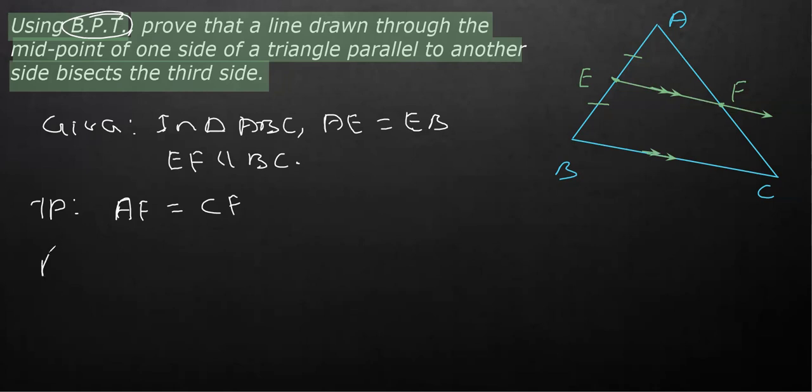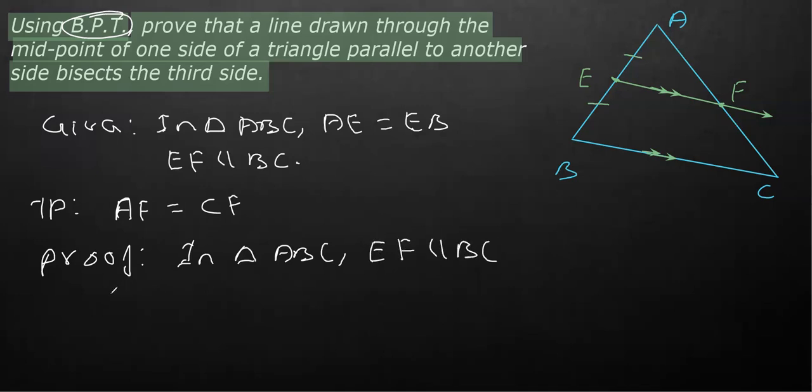So the proof part says, start with the proof part. First, we will say that in triangle ABC, we have EF parallel to BC. So by BPT, using BPT, AE over EB should be equal to AF upon FC. That's what the basic proportionality theorem says.